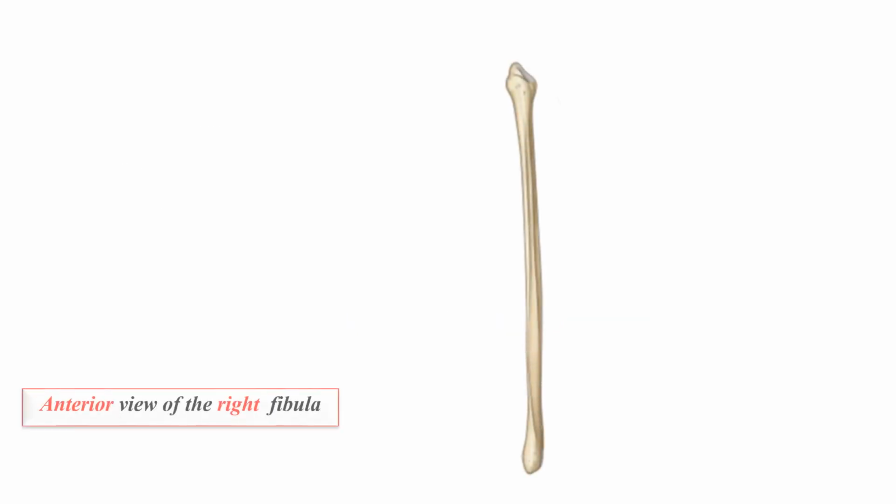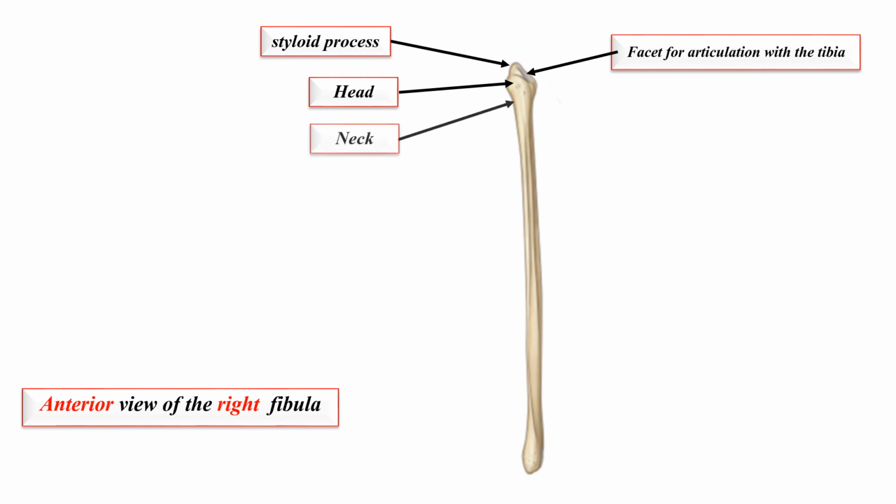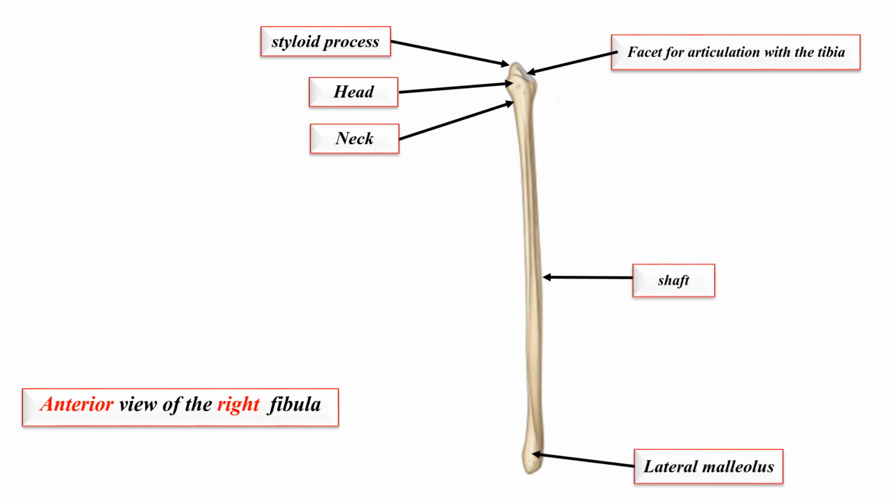This is the anterior view of the right fibula. This is the head of the fibula. On the medial surface of the head of the fibula, there is an oval or rounded facet for articulation with the tibia. This is the styloid process. It projects upward from the posterolateral surface of the head of the fibula. Distal to the head, this is the neck of the fibula, and this is the shaft. It is long and slender. This is the lateral malleolus. It is the lower expanded part of the shaft.